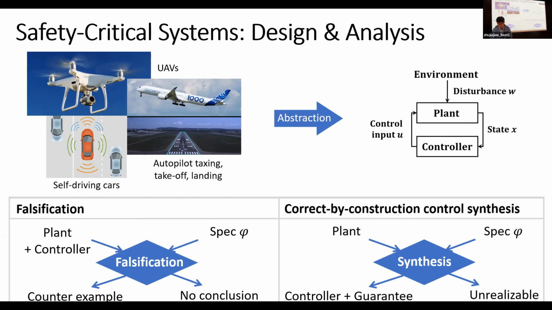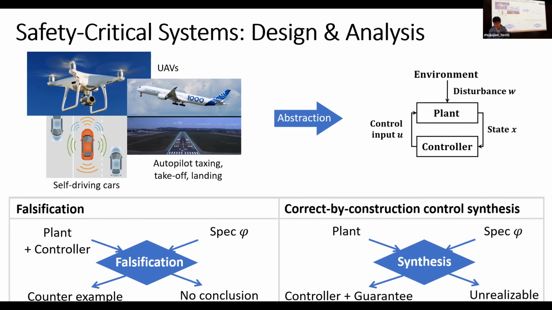And we're interested in two types of problems. One is the falsification problem, where we're given this closed loop system together with a specification, and we're looking for an initial condition together with a sequence of external disturbance inputs, under which the trajectory violates this given spec. And if we can do so, then we quickly identify bugs in the controller and we falsify the system.